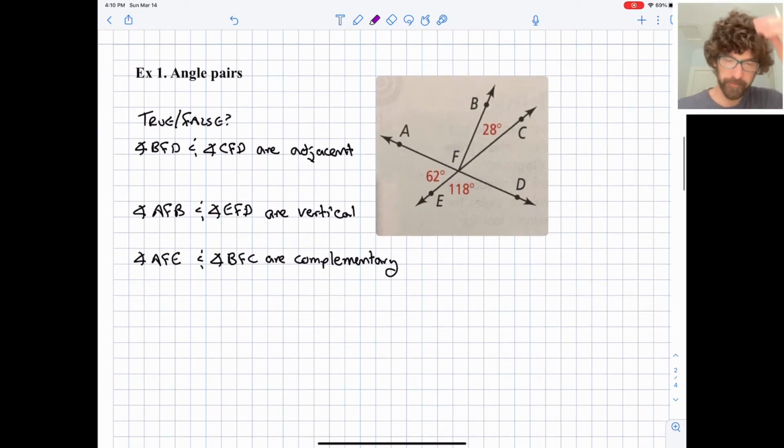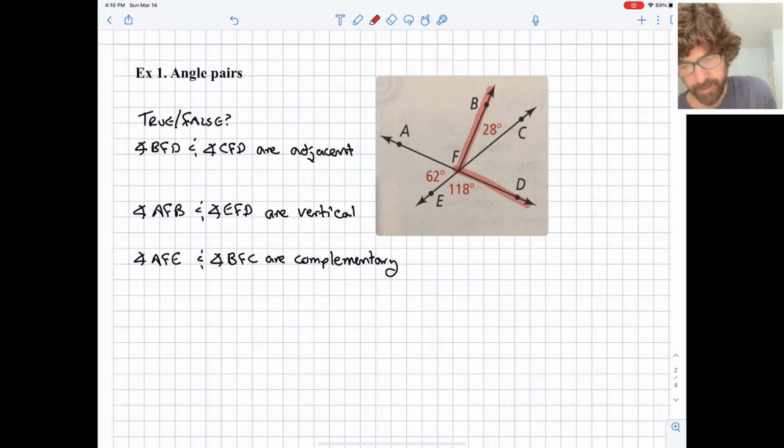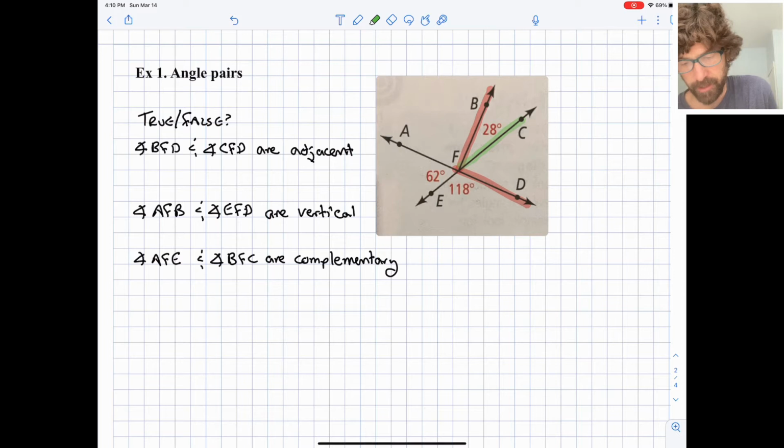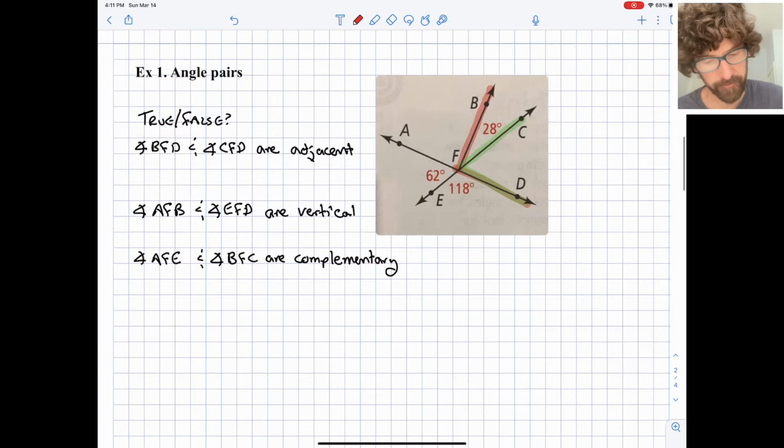So let's do a little bit of true-false. Let's apply some of this with some examples and think about if it's true or false. First, angles BFD and CFD are adjacent. This is angle BFD, and then separately angle CFD. Well, those look to be overlapping, right? They do share a common side, ray FD, but they are overlapping, so they are not adjacent, so this is false.